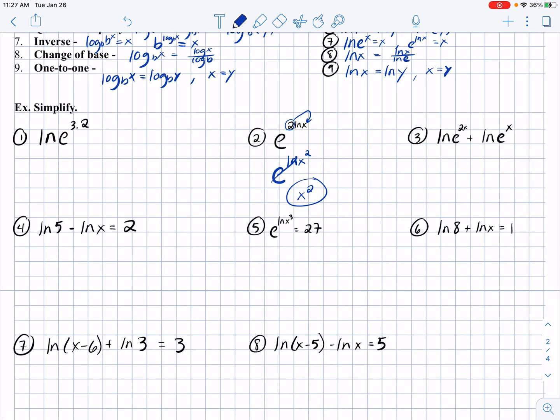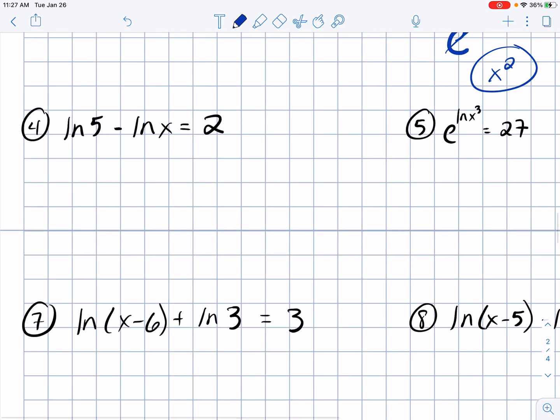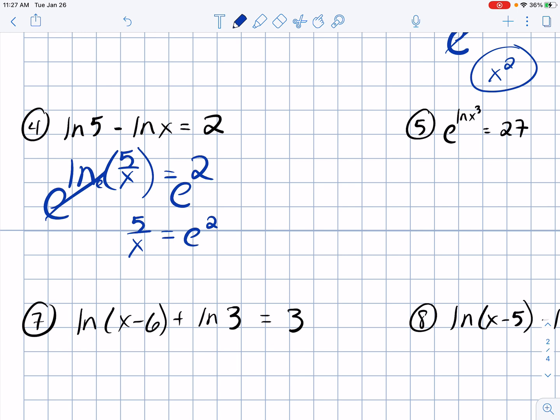Let's try 4. You're subtracting two natural log expressions, so you should use the quotient property. The natural log of 5 over x equals 2. Remember we need to get rid of that natural log expression, which means we need to exponentiate. If the base is e, then we need to exponentiate both sides by a base e. And we're left with 5 over x equals e squared. We'll just leave it as e squared for now.